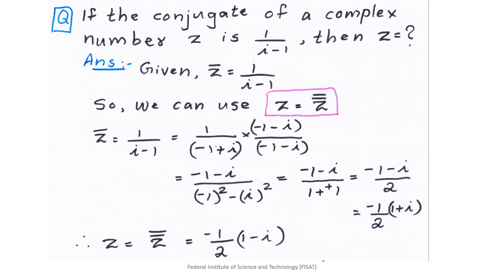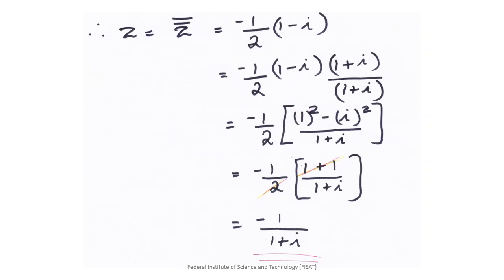So you are multiplying with its conjugate. So i minus 1 is written as minus 1 plus i, so its conjugate will be minus 1 minus i, that is, plus i has to be replaced with minus i. So minus 1 minus i, minus 1 minus i. The answer will be minus 1 by 2 into 1 plus i. So z will be the conjugate of this, that is minus 1 by 2 into 1 minus i, and on simplification, again you have to multiply with the conjugate. The answer is minus 1 by 1 plus i.